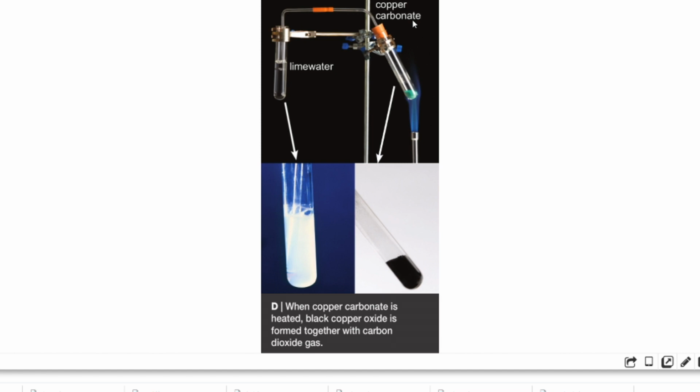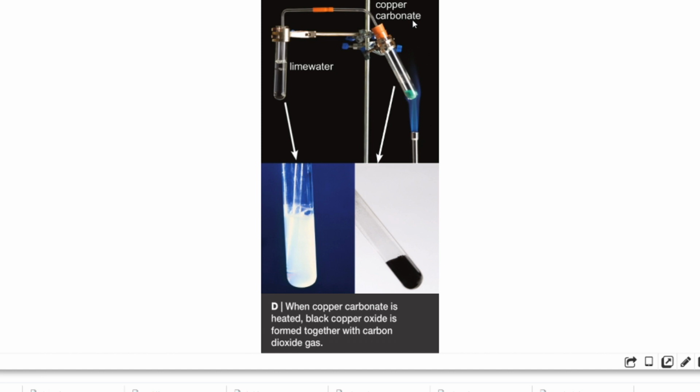Don't worry too much about that at all. We're looking at the word equations, not the symbol equations at the minute. But if you see a carbonate, just know that if you heat it, some carbon dioxide will be given off. We will have one carbon and two oxygens break off. So if I'm heating copper carbonate, I'm going to produce carbon dioxide. If I'm heating calcium carbonate, I'm going to produce carbon dioxide. If I'm heating lithium carbonate, I'm going to produce carbon dioxide.